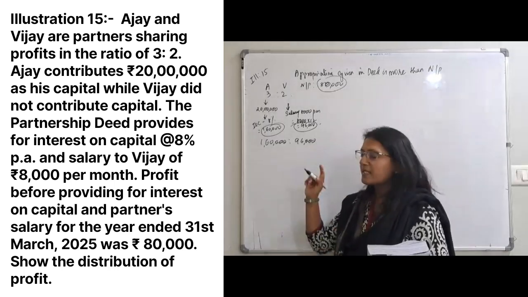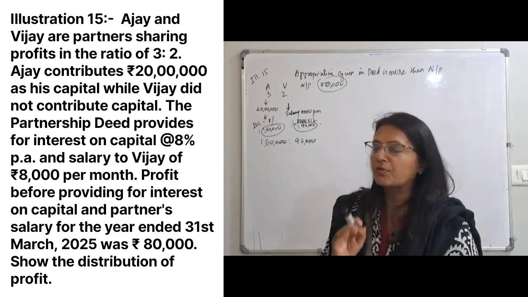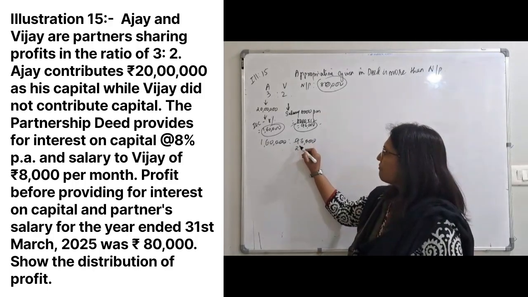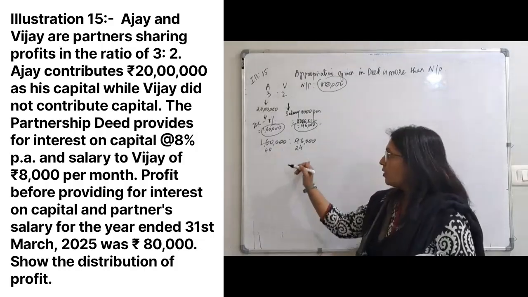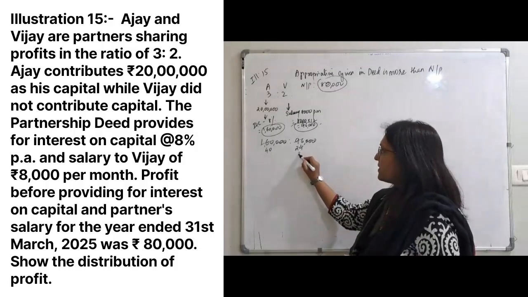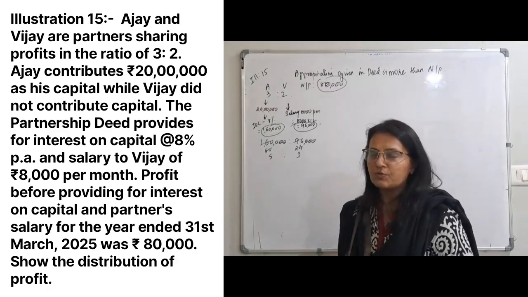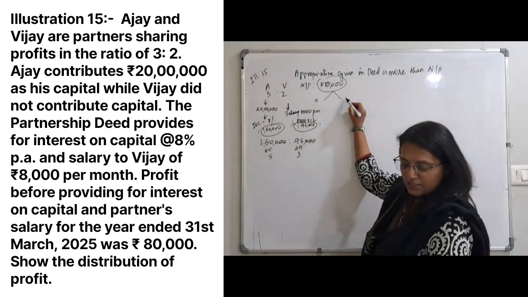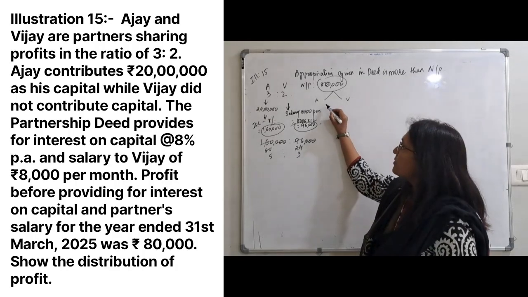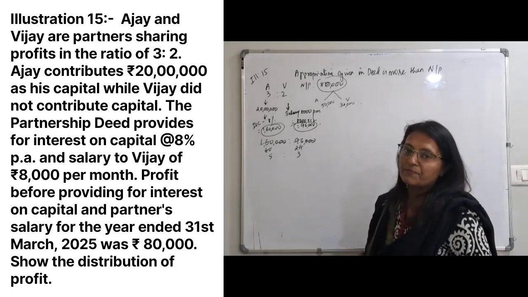Here there is 1,60,000 and 96. Both are divisible by, let's take the lowest digit, 4. 4 2s are 8, 4 4s are 16, 4 4s are 16, 0. Both are divisible by 8. 8 3s are 24, 8 5s are 40. So the ratio is how much? 5:3. This profit of 80,000 will be divided among Ajay and Vijay in the ratio of 5:3. So Ajay will get 50,000, he will get 30,000.